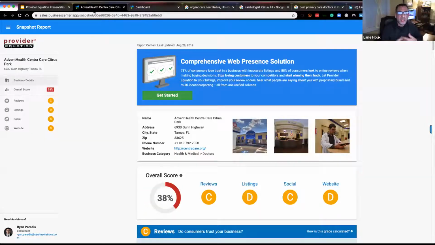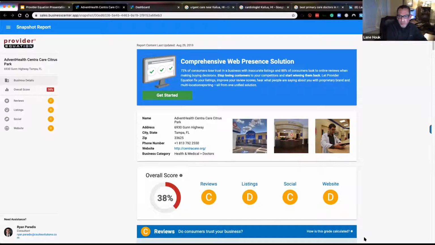So when it comes to our solution, the first thing that we will do is we'll help a healthcare provider get a handle on, just in pure grading, how is your web presence doing currently? So we'll help them do a snapshot report using our technology to go out there and do a quick crawl and a quick audit of a healthcare provider's current web presence.